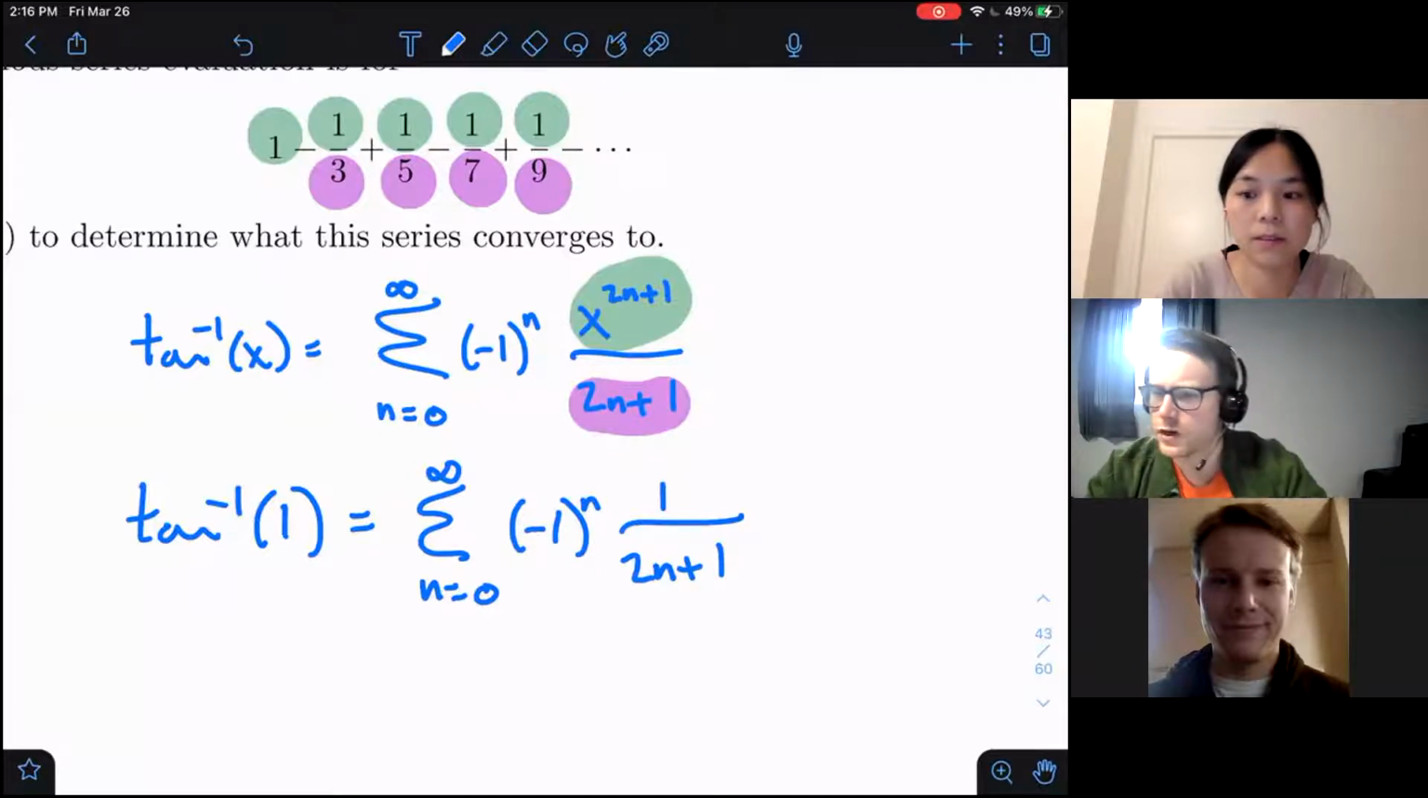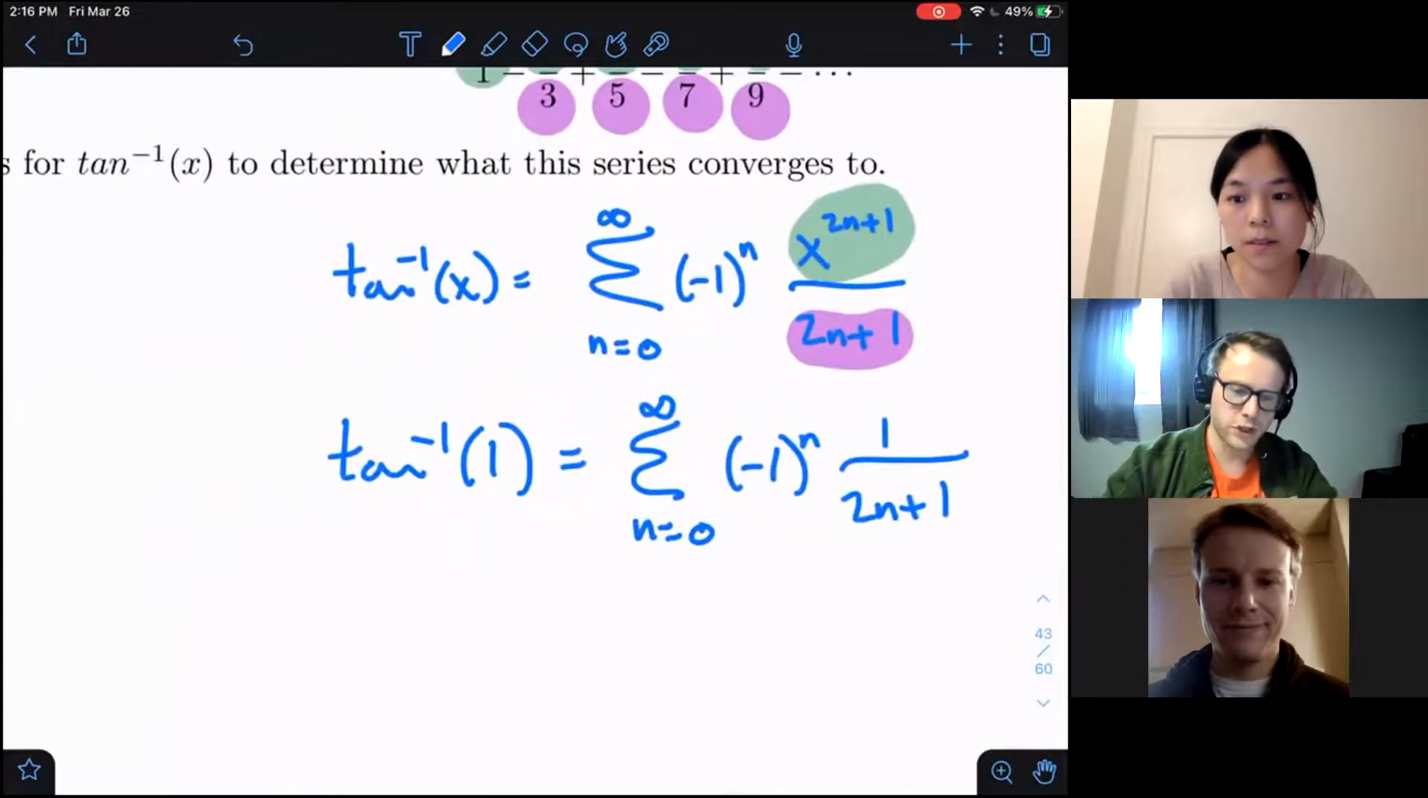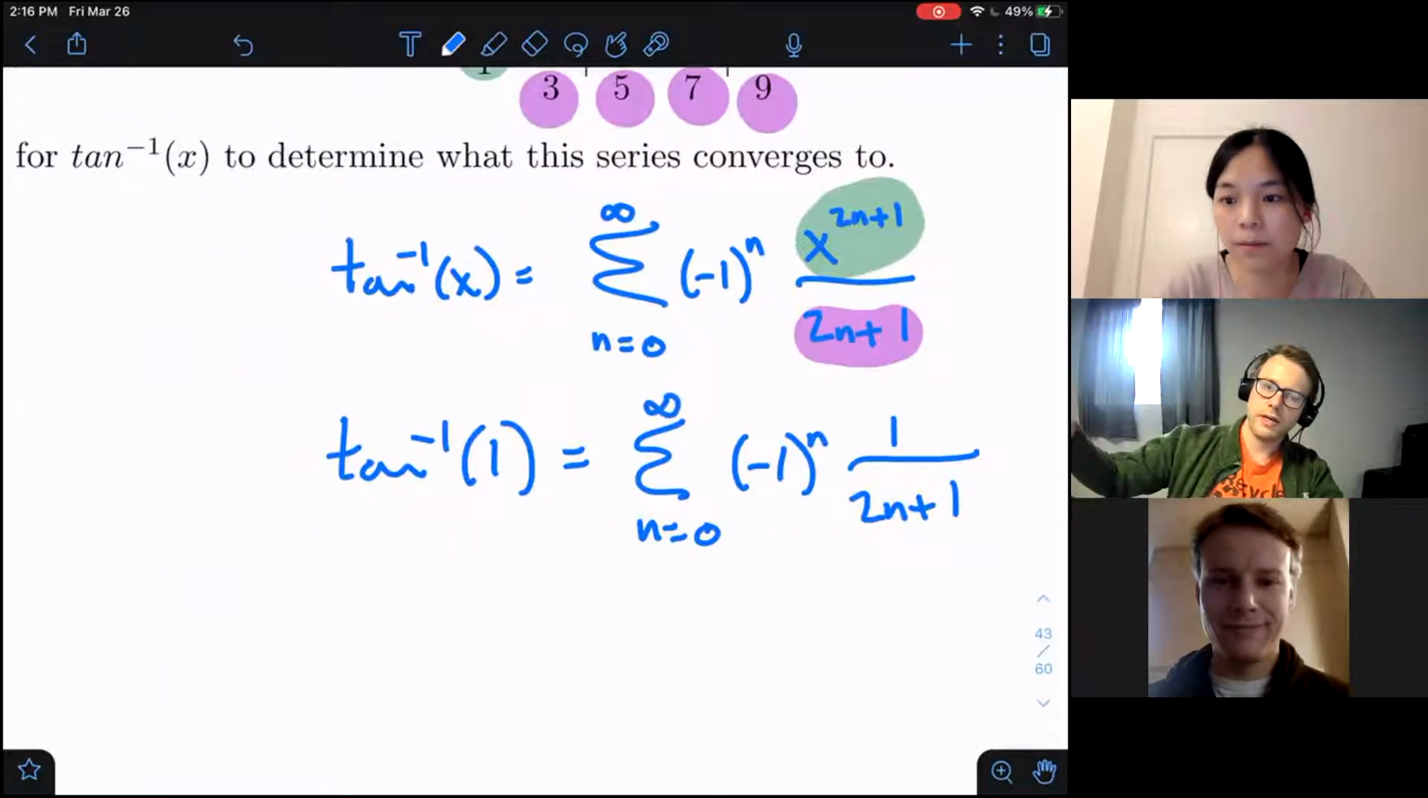What is tangent inverse of 1? Anyone remember? What angle would you plug into tangent and it would output 1?